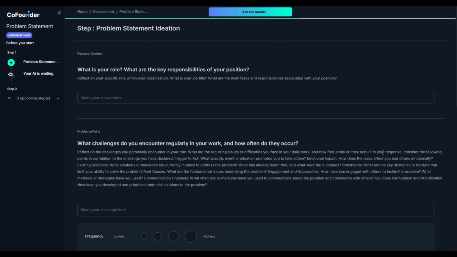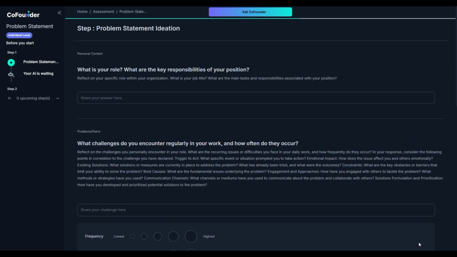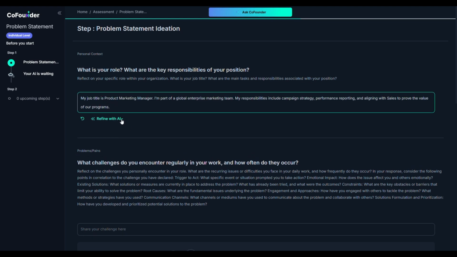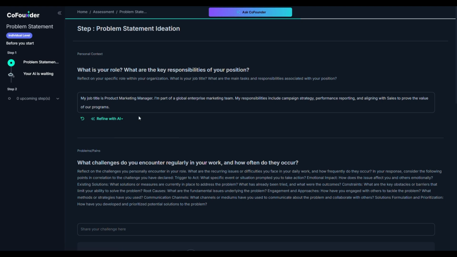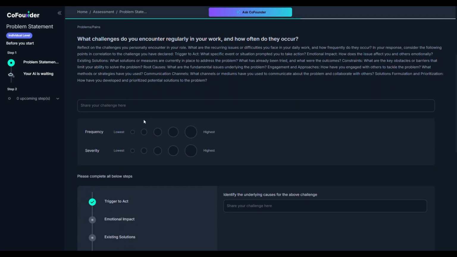So here's where Alex needs to slow down and get honest. The platform will do the rest, but this part? This is on him. Let's listen in. First, I'm entering my role and what I do. Everything starts with context. By defining his role, Alex gives the AI a lens to personalize the rest of the journey. Tailored pain points, tailored insights, tailored innovation.